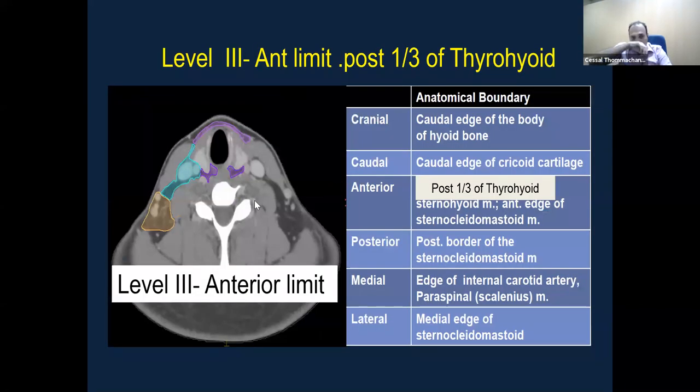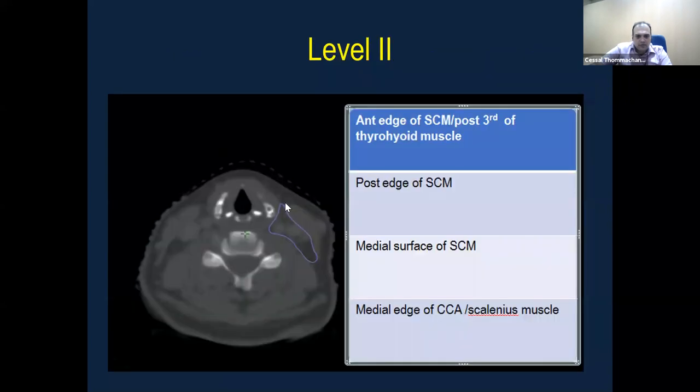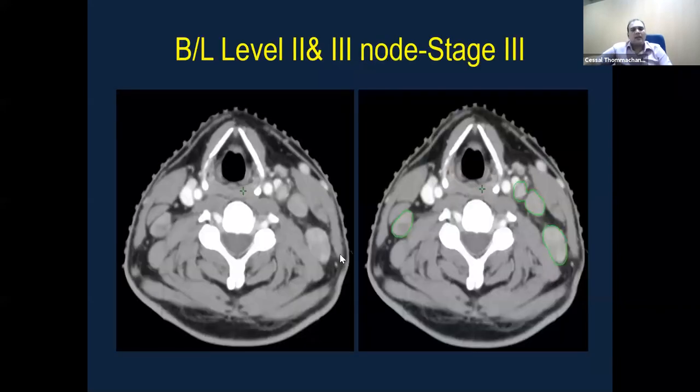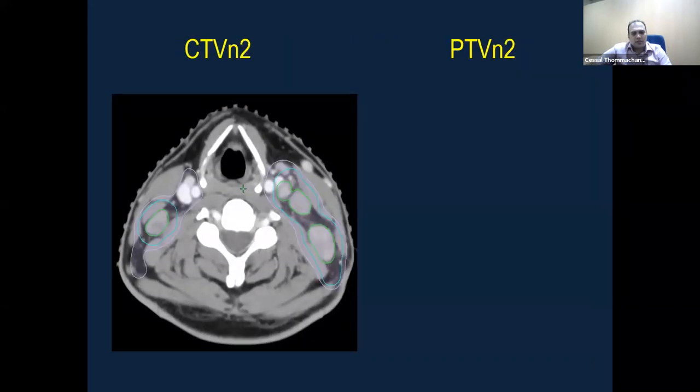So the posterior one-third of the thyrohyoid muscle. So that is the anterior level. That is the boundaries of level 3. Here, this is the anterior limit of the sternocleidomastoid, the posterior limit of the sternocleidomastoid. Here you have the carotid artery. This is the common carotid artery, this is the medial edge. Then this is the scalenus muscle. You can see more, this is the scalenus muscle, and also involving the posterior one-third of the thyrohyoid muscle. This is the thyrohyoid muscle. That's level 3. I will skip this because that's how to give the CTV, PTV.